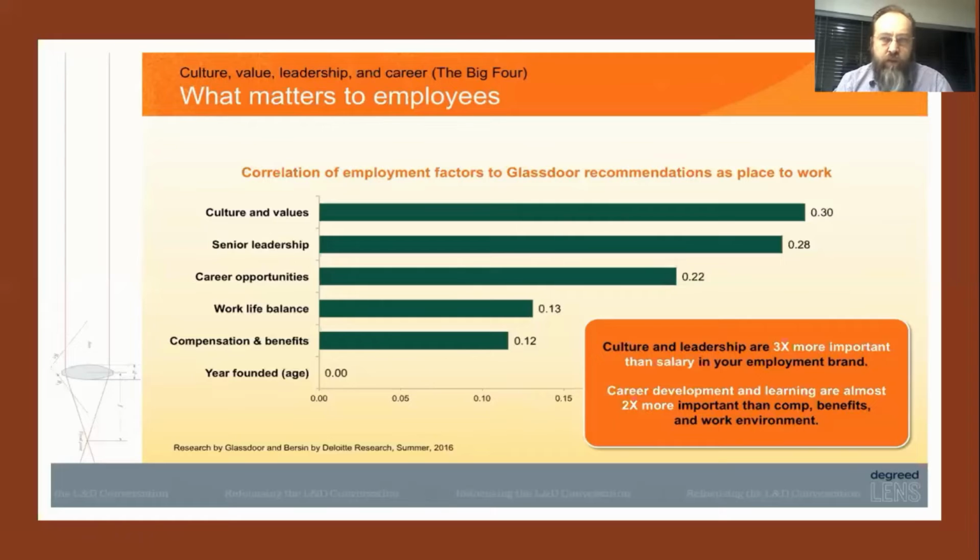And when you look at the synopsis of this research intelligence, it's very clear that culture and leadership, for example, are 3 times more important than salary. Now, we always argue, is money a motivator? I think we do concede that money is a mover, but maybe not a sustainable motivator. It certainly doesn't have the future-proofing effect that we sometimes desire. And career development and learning, which are also quite significant, is twice as important as compensation and benefits.